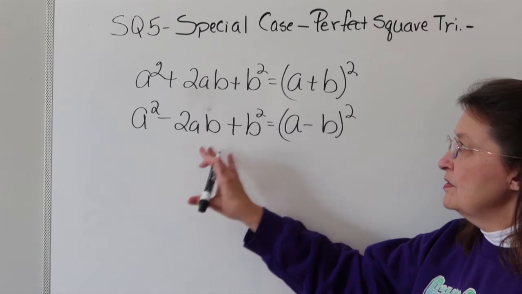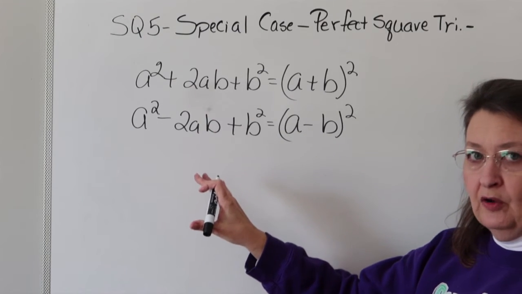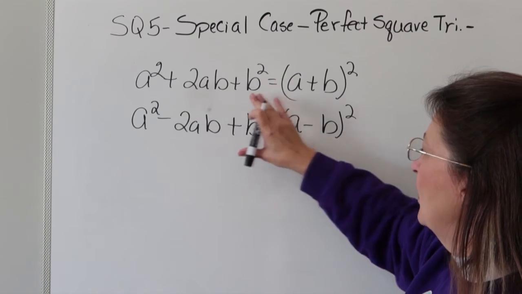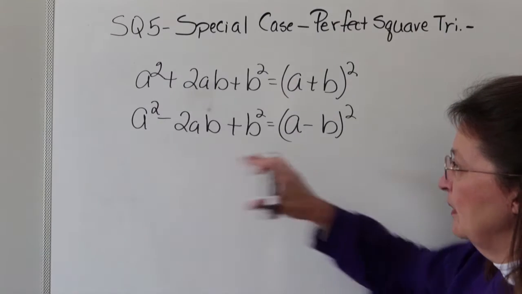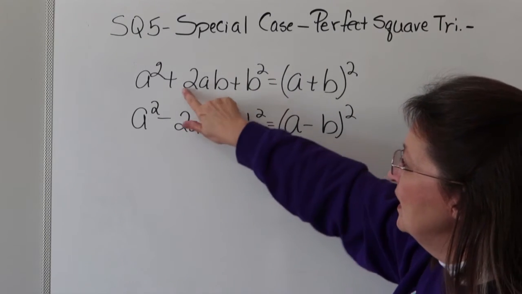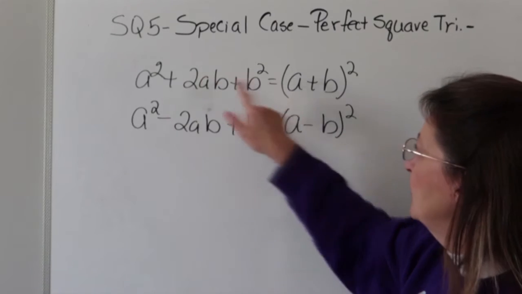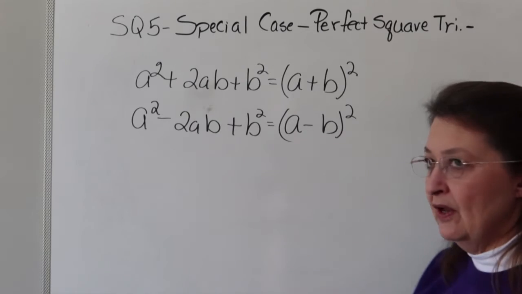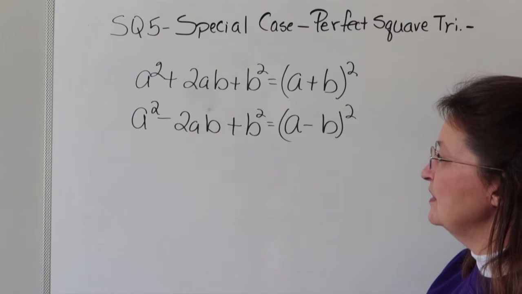These are the formulas for a perfect square trinomial. a squared plus 2ab plus b squared equals a plus b squared. And then one with minus. This is the only difference between the two formulas, is that the top one has a plus sign here and here. The bottom one has a minus sign here and here. The only difference. Everything else is the same.